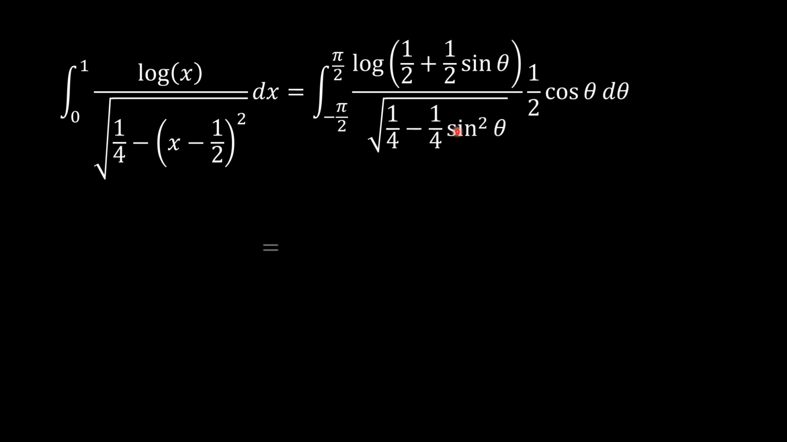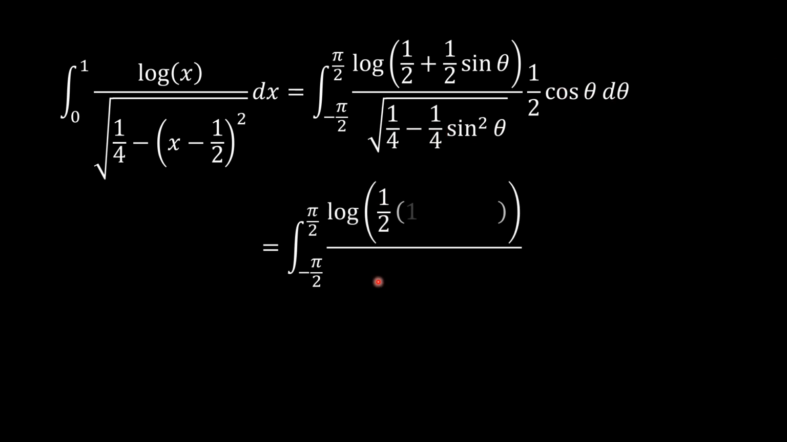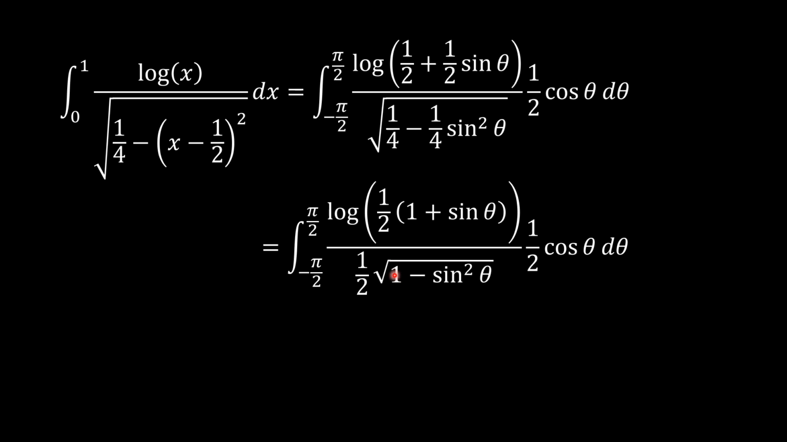Okay, so dx is half cosine theta. We can now pull the quarter out of the square root sign and we'll get a half. Also up here we can factor out a half, so this half and this half can interact, and then we're going to get cosine squared theta here. The square root of cosine squared theta is going to be cosine theta, and that will interact with that.